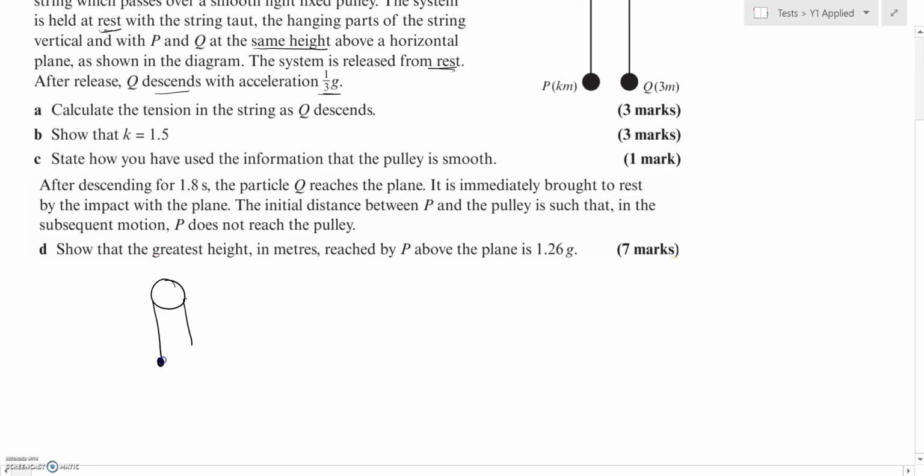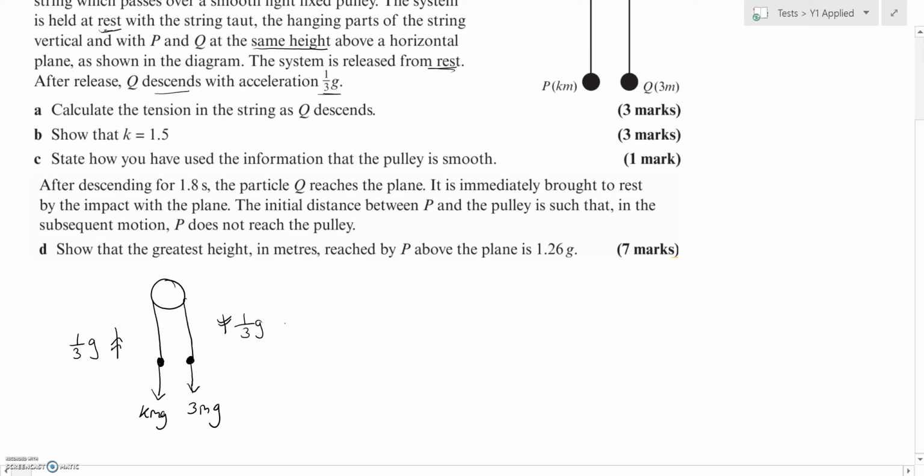And so you've got P here and Q here, and we know that k is less than 3m. We've been told k is less than 3. So I'm just going to draw this like that. So kmg is the weight of P and 3mg is the weight of Q. And because k is less than 3, we know that this is going to accelerate this way. Having said that, they did tell us that Q descends. So this one's going to accelerate this way, and P is going to go upwards. Maybe I'll just write in the 1/3 g there.